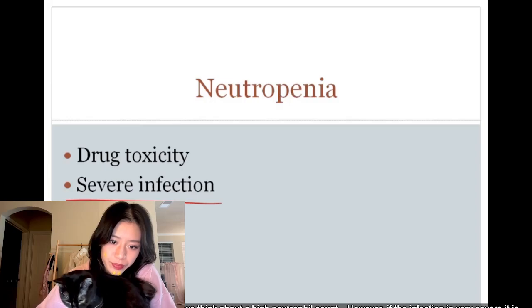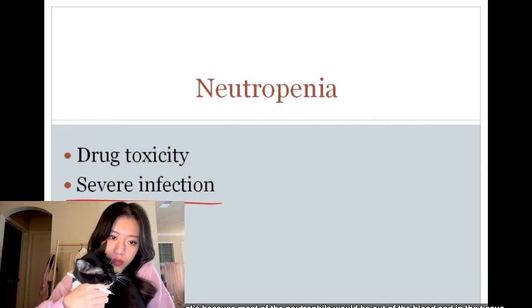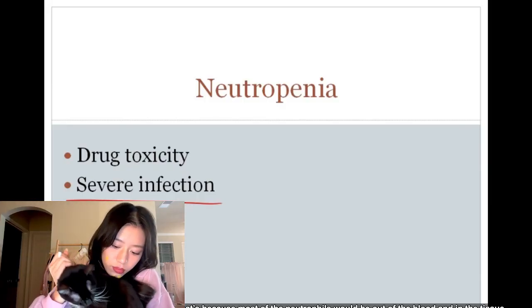We think about a high neutrophil count. However, if the infection is very severe, it is possible for the neutrophil count to decrease, and that's because most of the neutrophils would be out of the blood and in the tissue.